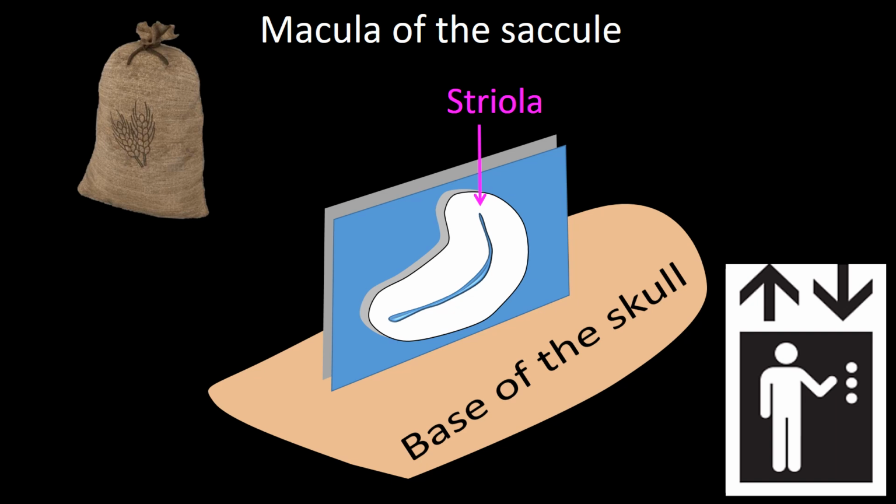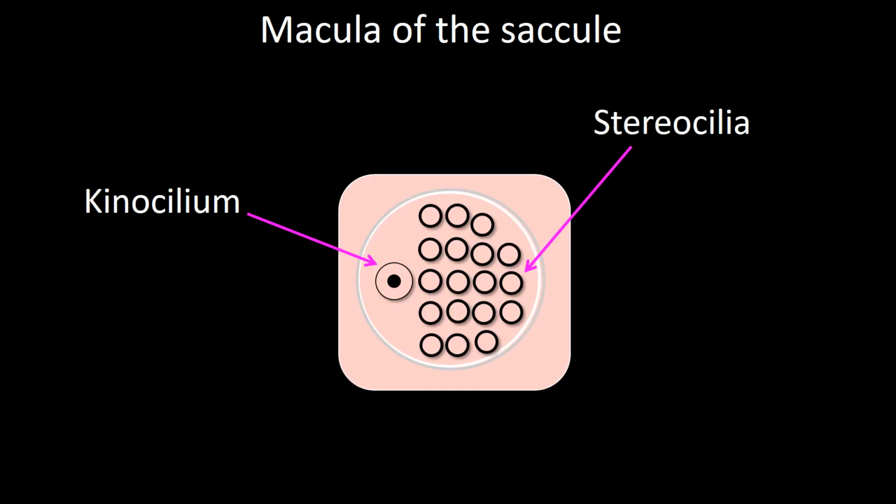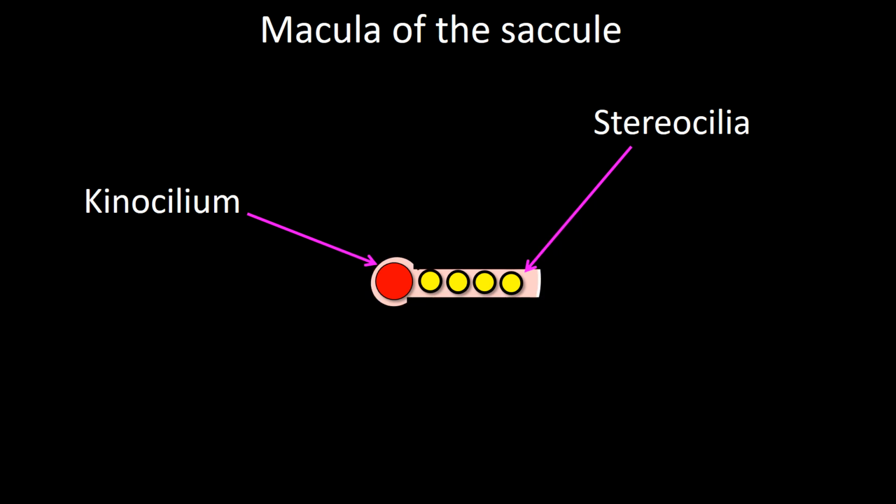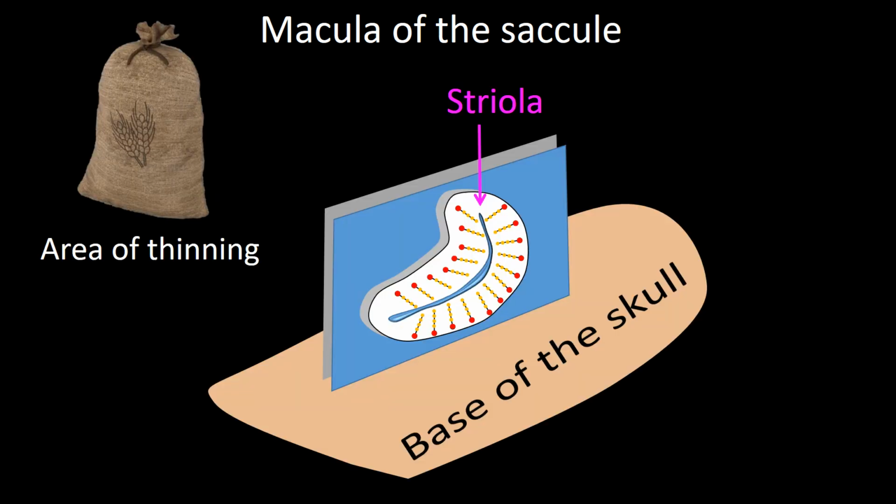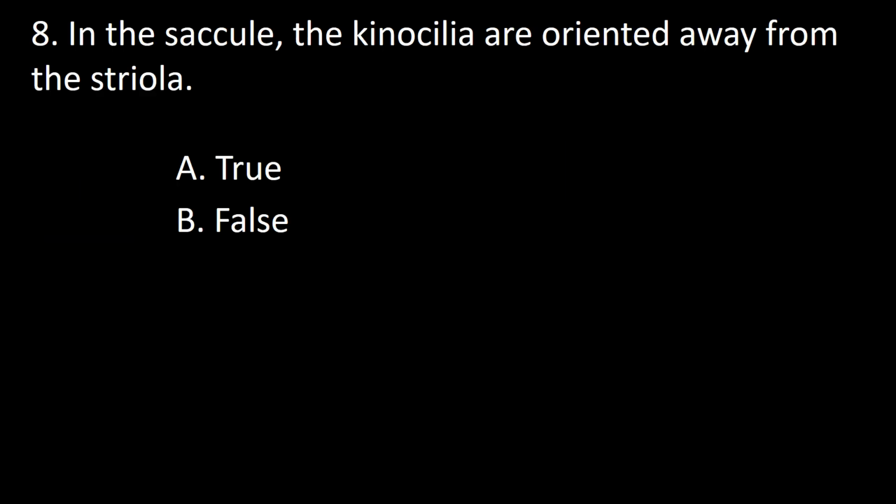We will now see the relation between the striola and the hair cells. In this frame, I have brought back the look of the hair cell from the top. In this new frame, the kinocilium is represented in red and the stereocilia in yellow. I have now isolated a row that includes the kinocilium to better depict the orientation of the kinocilium and the stereocilia in the macula of the saccule. As you can see, the kinocilia are away from the striola. This arrangement somehow renders the saccule sensitive to straight and angular up and down body displacement. So the answer to this question is true.